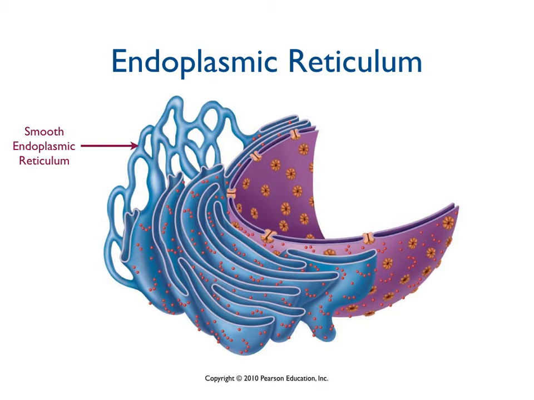Whereas the rough endoplasmic reticulum looks like a stack of flattened tubes, the smooth ER has more of a looped structure to it, and it kind of looks like sea coral. Also, one of the characteristics that distinguishes smooth ER from the rough ER is that smooth ER does not have ribosomes attached to it.